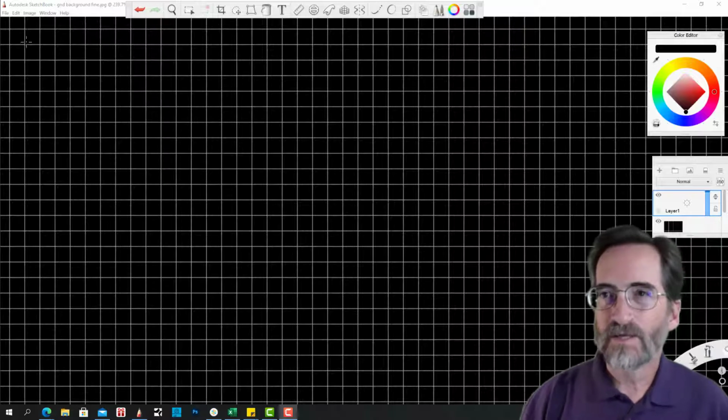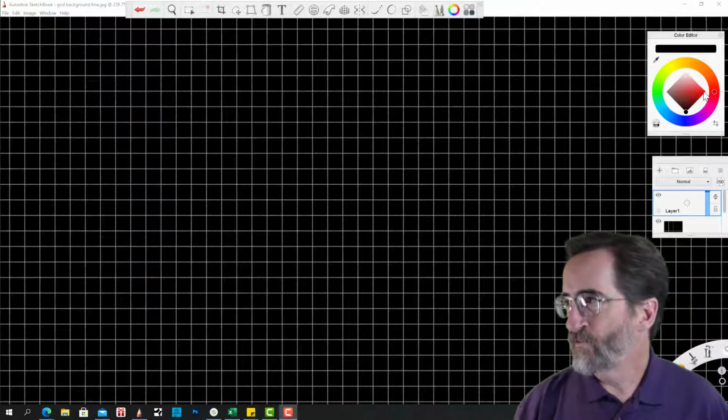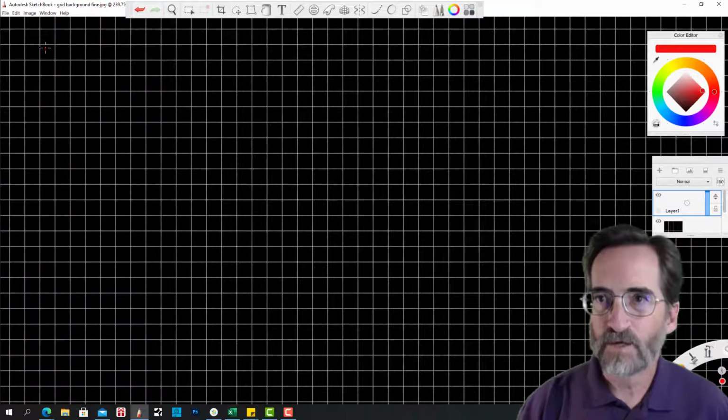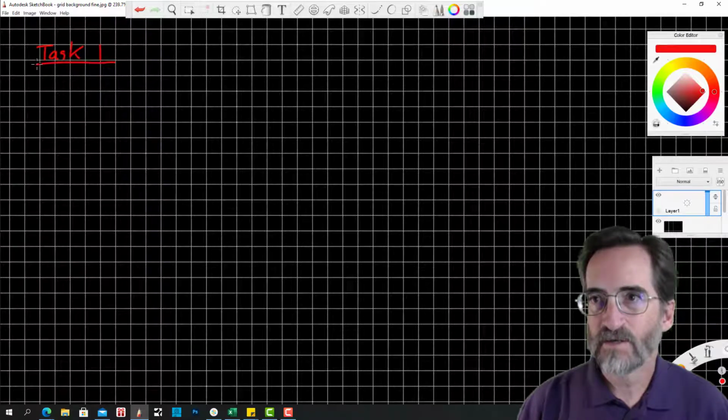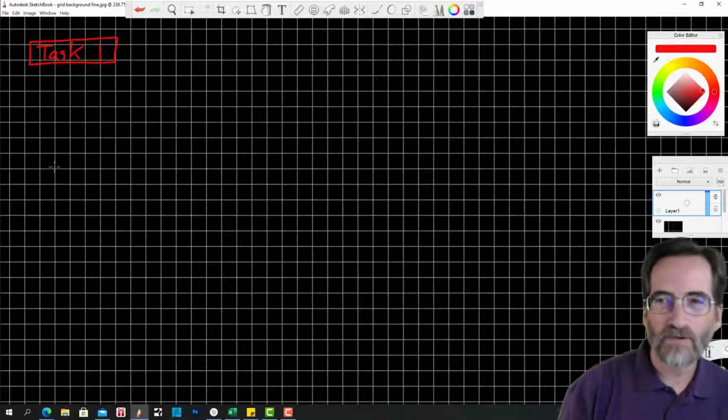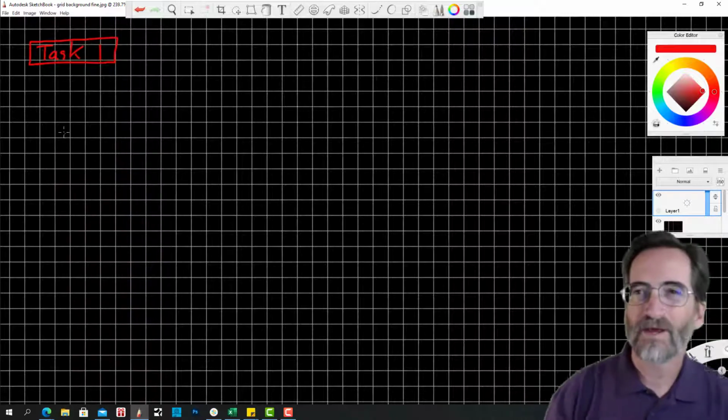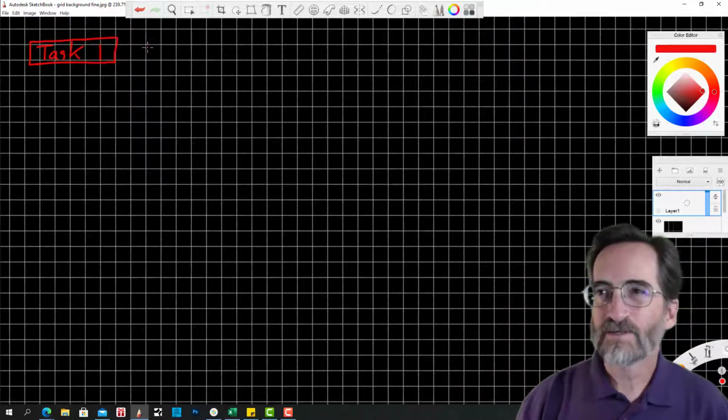So here's the idea. Let's label this task one. Make sure to head your paper clearly. If you have graph paper, that's best. If you have lined paper, that's all right. If you have printer paper, that'll work if you're neat. Okay, task one has to do with bacteria.